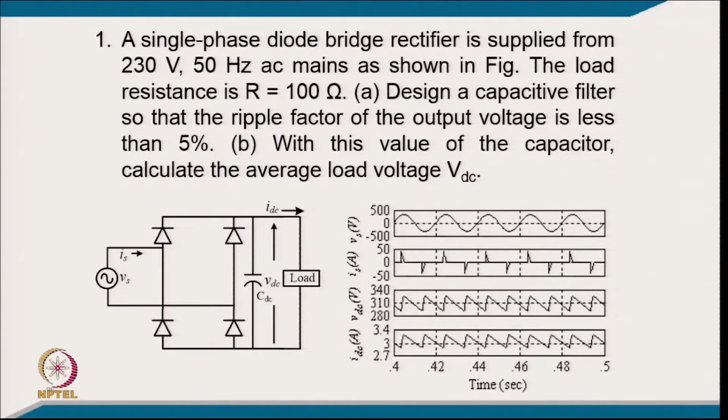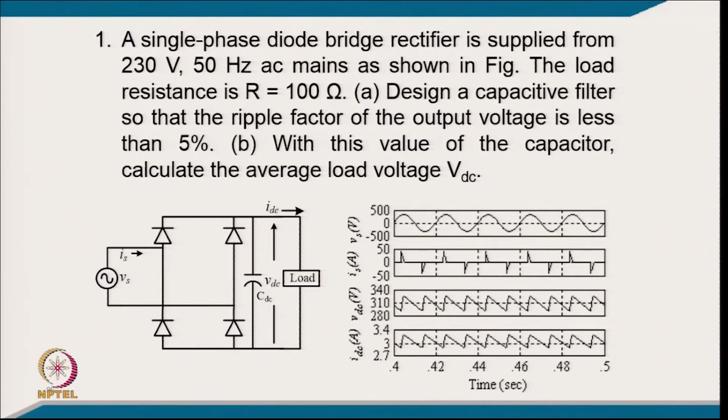Starting from the first problem: a single phase diode bridge rectifier is supplied from 230 volt 50 hertz AC mains as shown in the figure. The load resistance is 100 ohm. Design a capacitive filter so that the ripple factor of the output voltage is less than 5%. With this value of the capacitor, calculate the average load voltage.